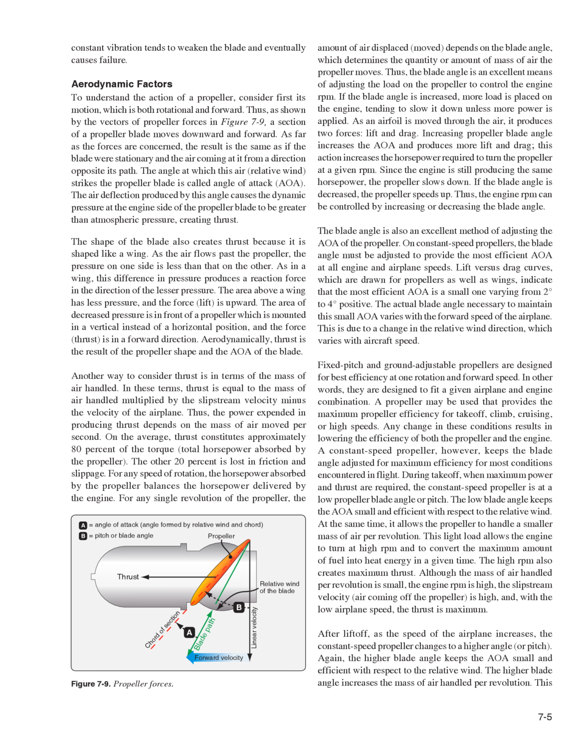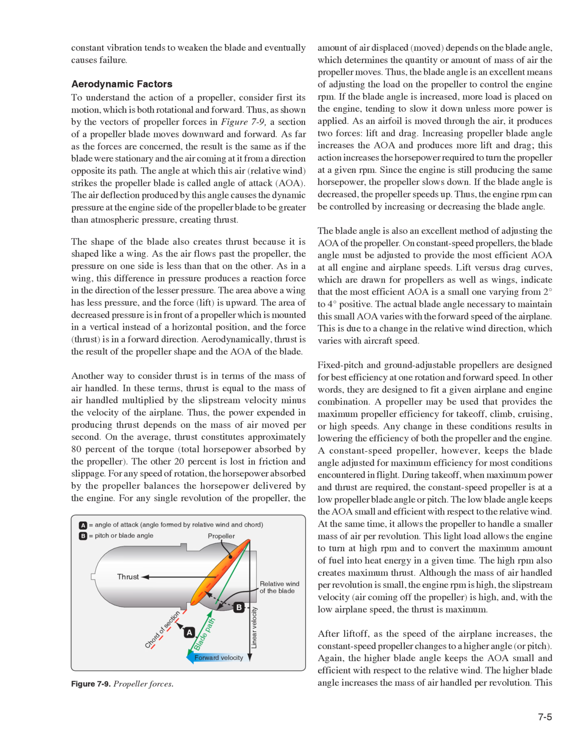The air deflection produced by this angle causes the dynamic pressure at the engine side of the propeller blade to be greater than atmospheric pressure, creating thrust. The shape of the blade also creates thrust because it is shaped like a wing. As the air flows past the propeller, the pressure on one side is less than that on the other. As in a wing, this difference in pressure produces a reaction force in the direction of the lesser pressure.